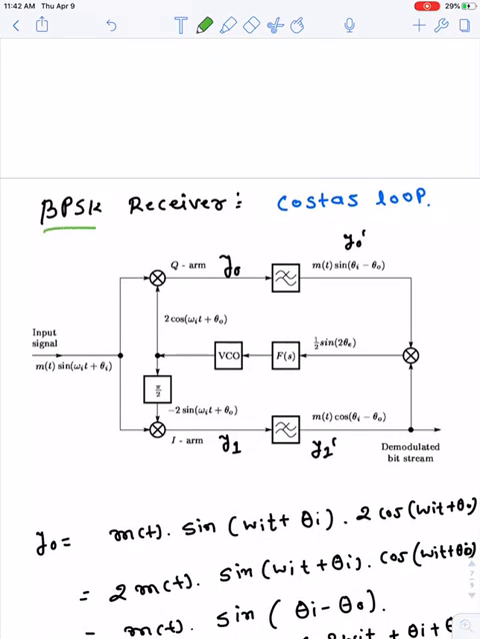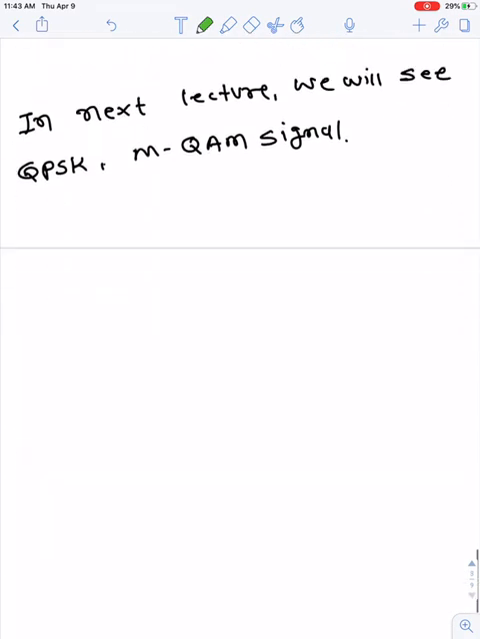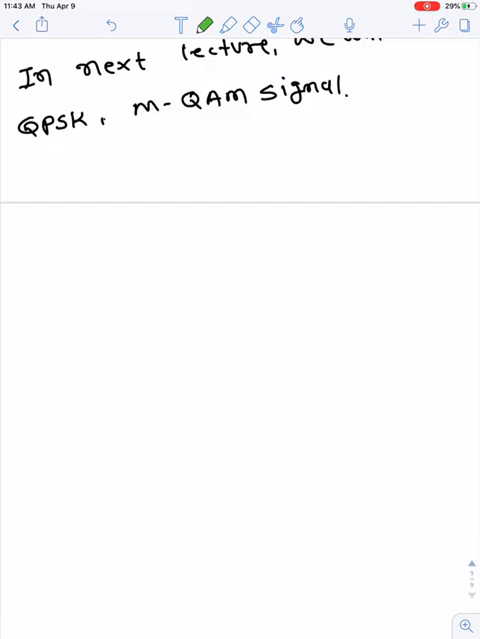Now we discuss the BPSK receiver, and again the receiver can be classified into two categories: synchronous and asynchronous, or we can say coherent and non-coherent. This BPSK receiver is very popular. It was found by the scientist Costas, so it is known as Costas loop. Here we are using the same principle as a phase lock loop. Let me refresh your memory.